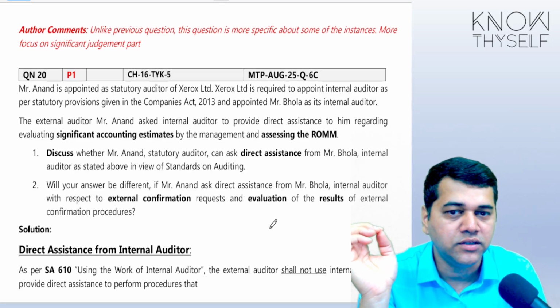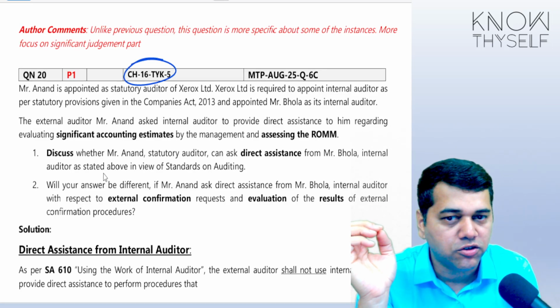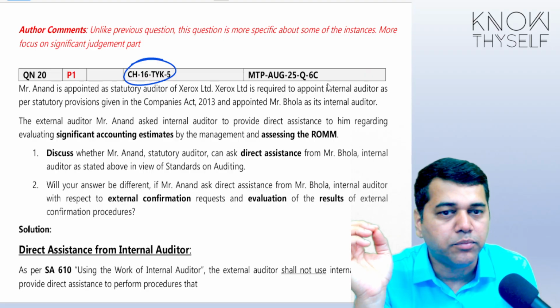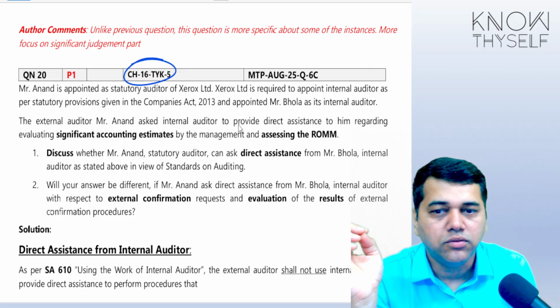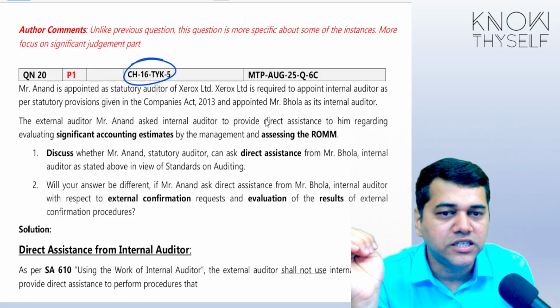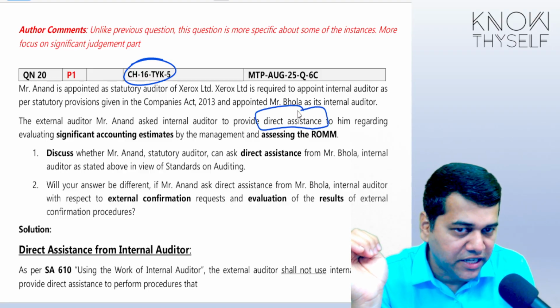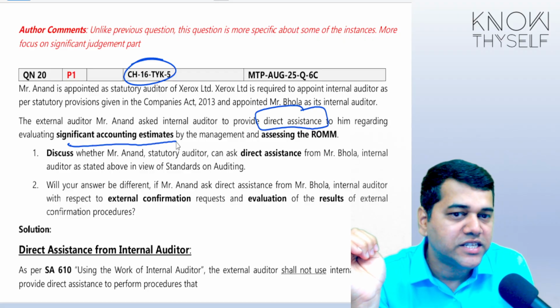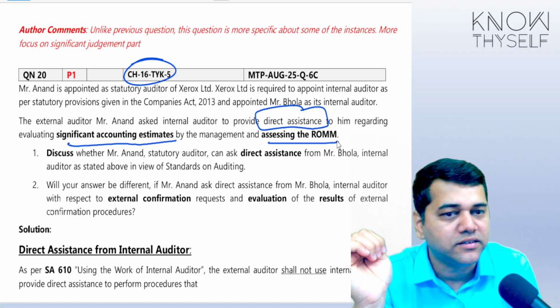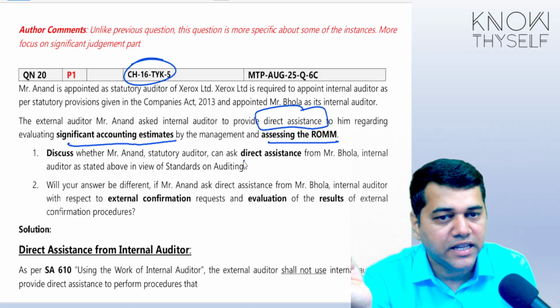I hope it's clear, students. Next, chapter 16, textual knowledge, question 5. Anand is appointed as an auditor. Now, the external auditor asked the internal auditor to provide direct assistance, the keyword, in evaluating significant estimates and by assessing the ROMM. Discuss, can you use their assistance for the above purpose?